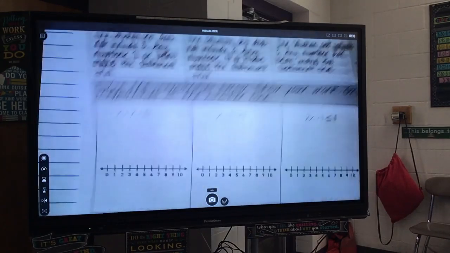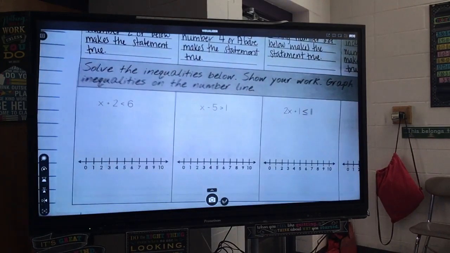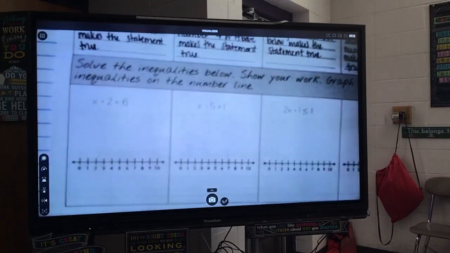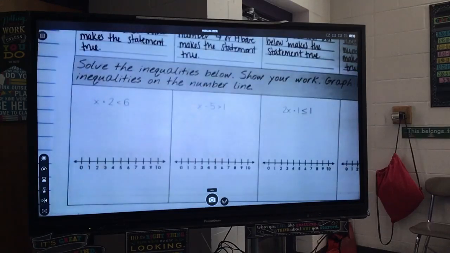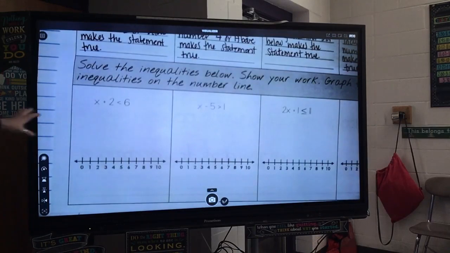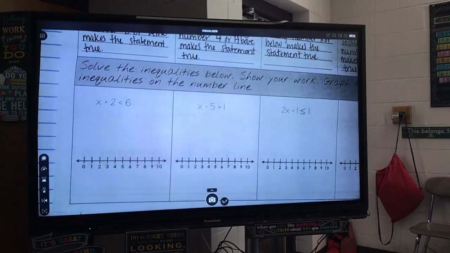Alright, now we are going to be solving these inequalities. We are going to start out with one-step equations, and then we're going to go into, or inequalities, not equations, sorry. And then we're going to go into two-step inequalities.